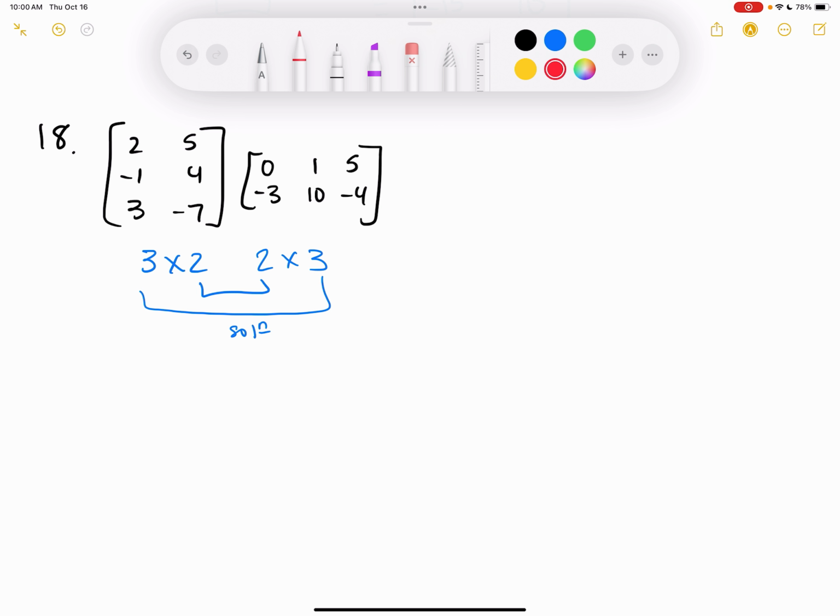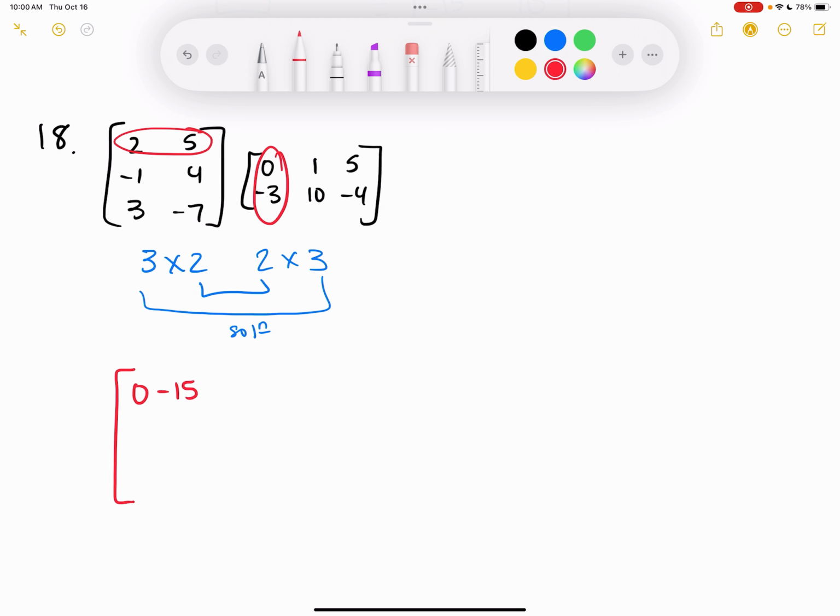All right, so first row, first column. I'm not going to be able to color code this one as much as I did with the last one. So I'm not going to even write out like the 2 times 0 plus the 5 times 3. I'm just going to literally write what it would be. So 2 and 0 would be 0. And then 5 and negative 3 is negative 15. So 0 minus 15 is in the first spot.